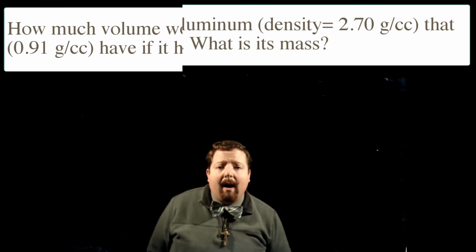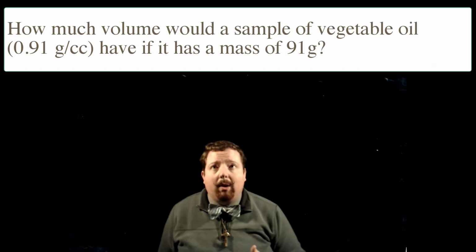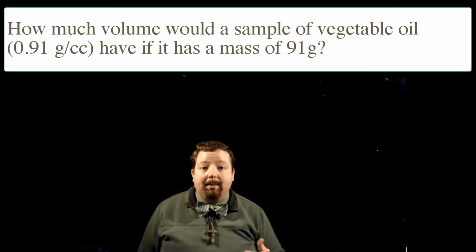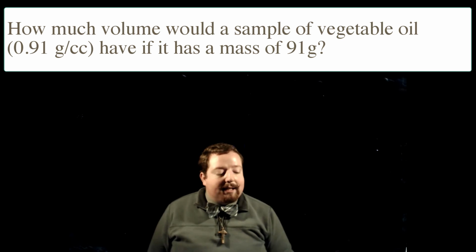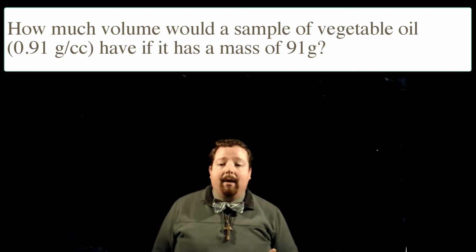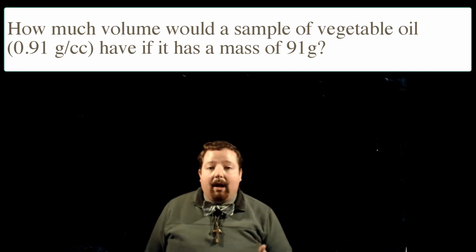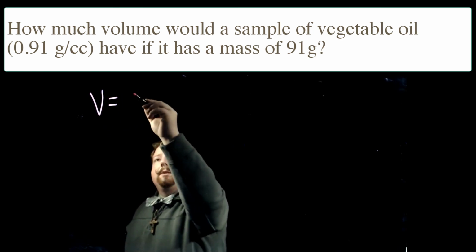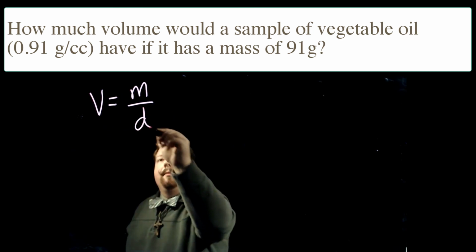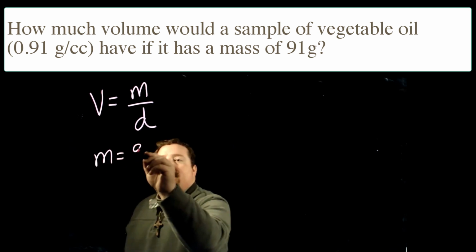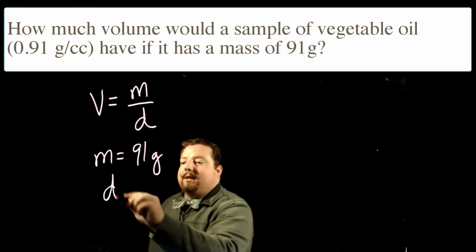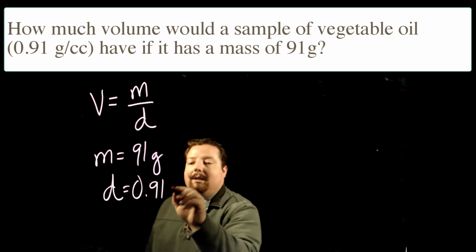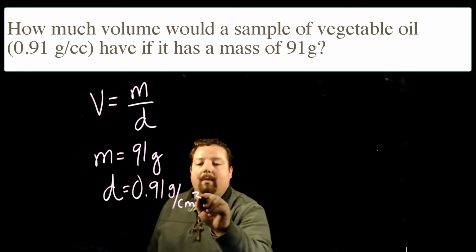Our final practice problem involves a sample of vegetable oil whose density is 0.91 grams per centimeter cubed. And it says your mass is 91 grams. And it asks you to find the volume. So again, write down what you know. Volume is equal to the mass divided by the density. Your mass is equal to 91 grams. Your density is equal to 0.91 grams per centimeter cubed.